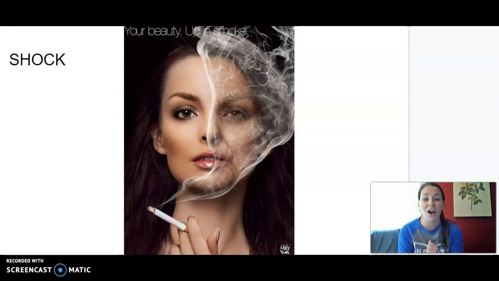The next one is shock. If you look closely at this picture, it is very shocking. Part of the woman's face is normal and the other part is what her face would look like when maybe she's 100. So it's very shocking to see two different faces. The purpose of this advertisement is to persuade people to stop smoking cigarettes by showing you the actual effects it can have on your body, which is aging you.